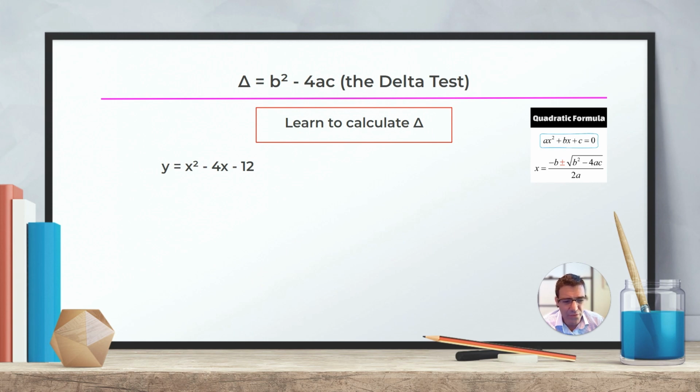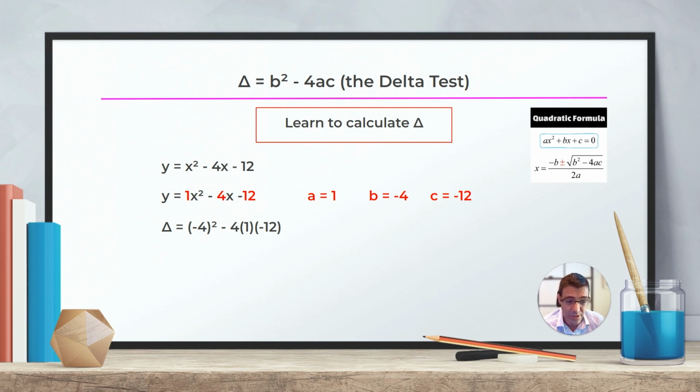x squared minus 4x minus 12. So the a value is 1, the b value is negative 4, the c value is negative 12. Again, we're going to do b squared, so negative 4 squared. Now, negative 4 times negative 4 is 16. So negative times a negative, or negative squared, it becomes a positive. So negative 4 squared is going to be 16. And then you have to do minus 4 times 1 times negative 12. So minus times minus is going to be plus.